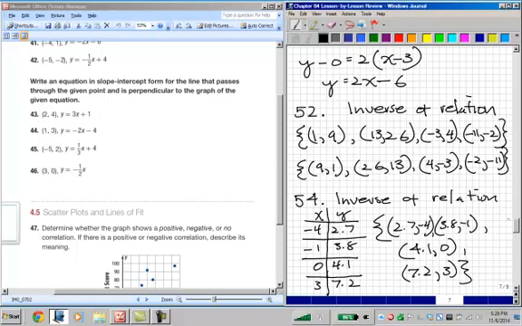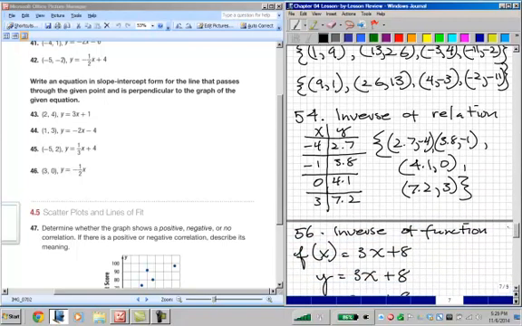And you're done. 54, inverse of another relation, and this time it's in a table. (-4, 2.7), (-1, 3.8), (0, 4.1), (3, 7.2). Just reverse the ordered pairs: (2.7, -4), (3.8, -1), (4.1, 0), (7.2, 3). And that's it. That's the end of that.